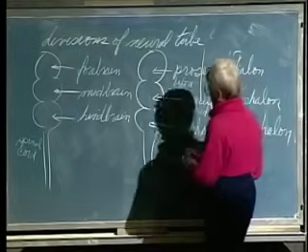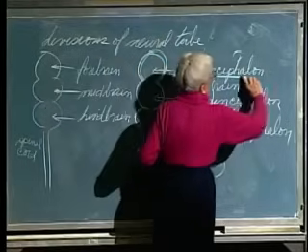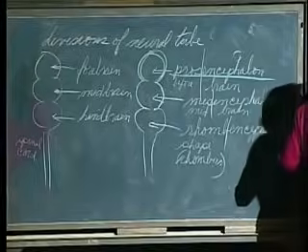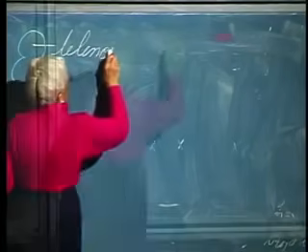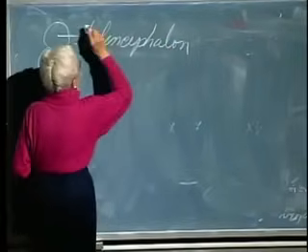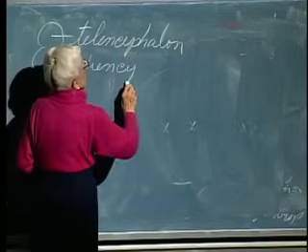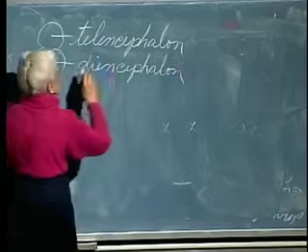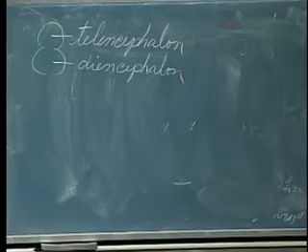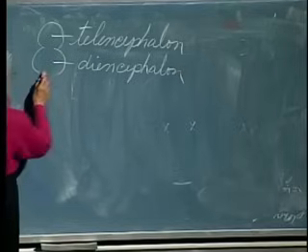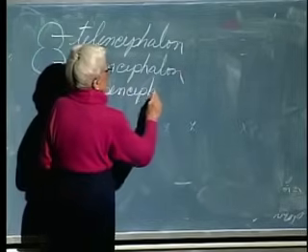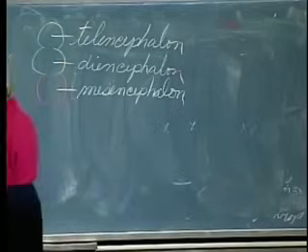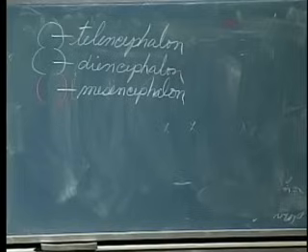Now, the prosencephalon is going to change into the telencephalon and the diencephalon. It's worth the investment of time to get familiar with these to begin with. Then you can handle things from now on anywhere in the brain. The mesencephalon stays the same. The rhombencephalon divides in two, just as did the prosencephalon.